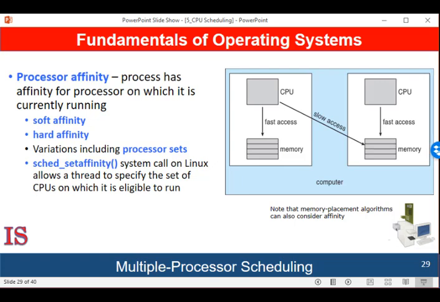be repopulated. Because of the high cost of invalidating and repopulating caches, most operating systems with symmetric multiprocessing try to avoid migrating a thread from one processor to another, and instead attempt to keep a thread running on the same processor and take advantage of that cache. This is known as processor affinity. That is, a process has an affinity for the processor on which it is currently running.